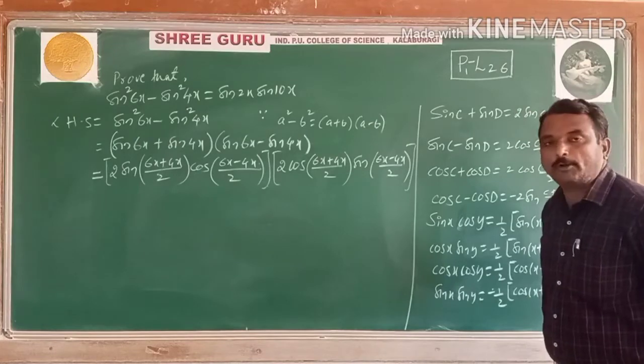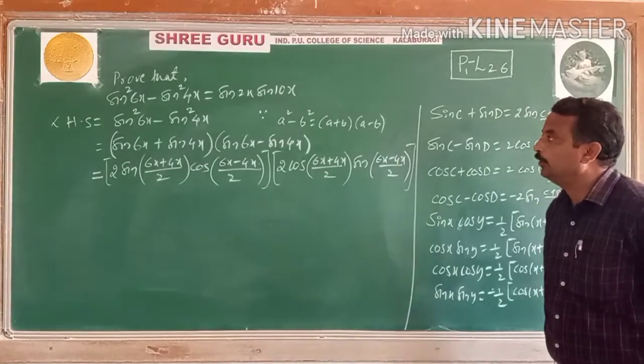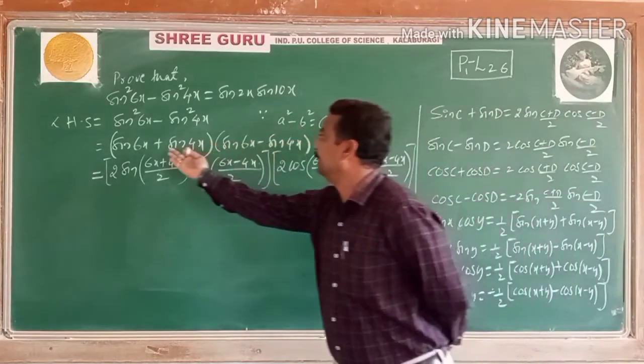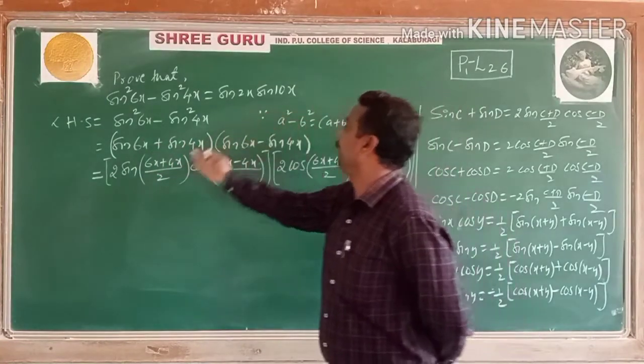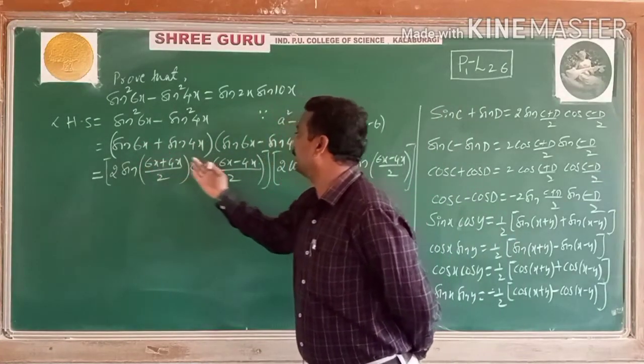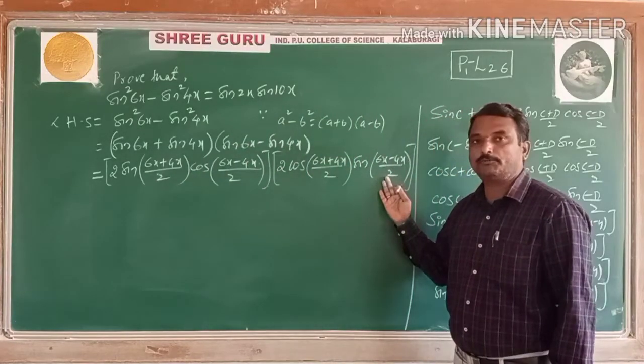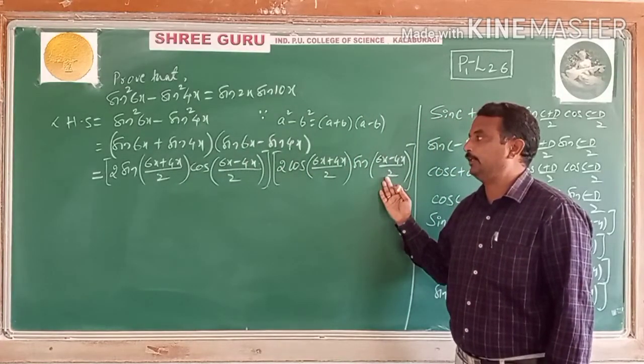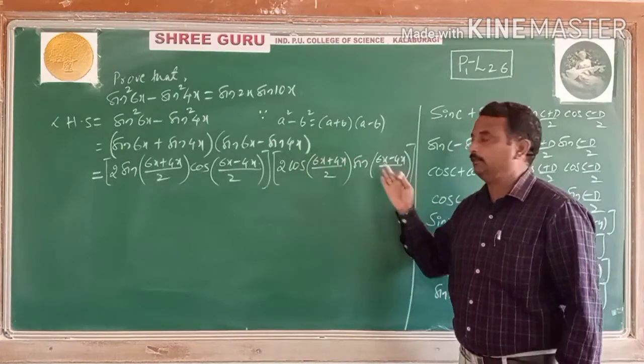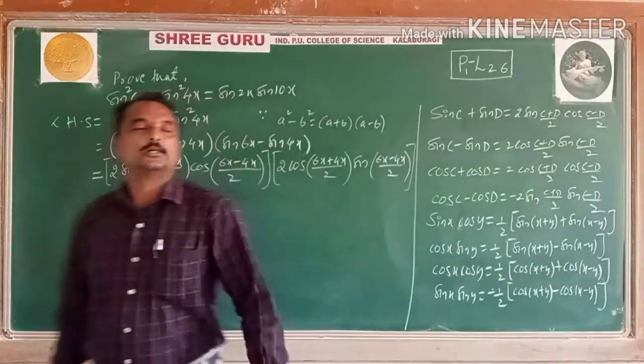See, students, we have expanded the formulas here, written in this form first: a plus b, a minus b. Then we have expanded first sin, then cos, first cos, then sin. Here we expanded the formulas: first sin, then cos, first cos, then sin. This is sin c minus sin d.